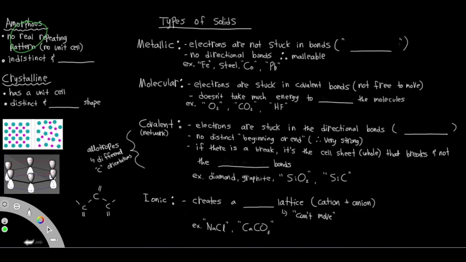Types of solids. We have amorphous, as shown here on the right, quite distorted, kind of crazy, chaotic. There's no real repeating pattern. It's indistinct, and hence why it's disordered. However, what we see here on the left side of this picture is a crystalline structure.